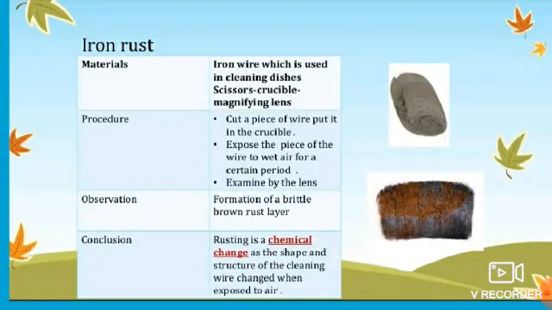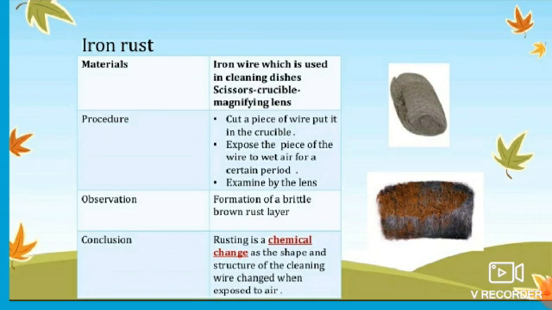Another example, again on your screen, is iron rust. For this, we need some materials like iron wire, which is used in cleaning dishes, scissors, a crucible, and a magnifying lens. Procedure: cut a piece of wire and put it in the crucible. Expose the piece of wire to wet air for a certain period and examine it with the magnifying lens. What will you observe? We observe the formation of a brittle brown rust layer.